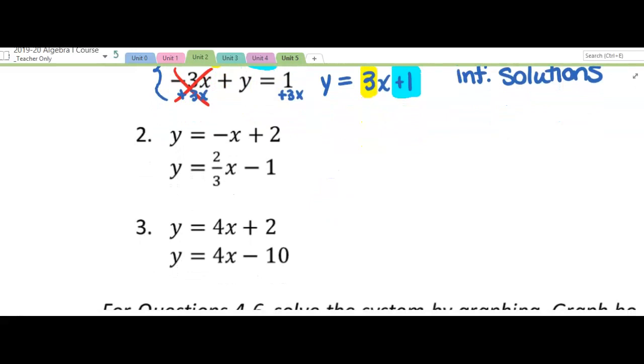The next system of equations, both equations are in the right form, so we just need to compare the slopes and the y-intercepts. The slope of the first line is -1, the slope of the second line is 2/3. They have different slopes. Right away, when they have different slopes, I know that means there is one solution. They're going to eventually cross one time.